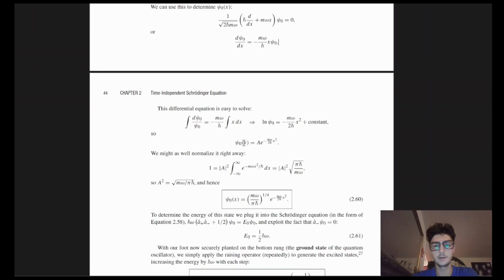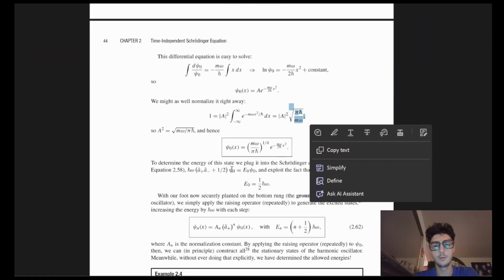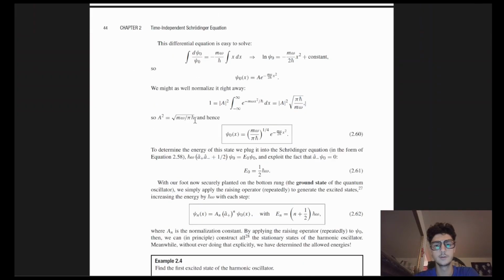Psi 0 of x, the first solution of the Schrödinger equation of the harmonic oscillator potential, is A, the normalization constant, times this exponential, some constants, and x squared. So this is a Gaussian. We call this a Gaussian function if it's e to the power of minus x squared. We might as well normalize it right away. Boom, he does normalization. Here's the normalization constant, or technically the inverse, because you get 1 is equal to this. You solve for A squared in this case, then you solve for A and you get this. So this is the actual solution. If you plug this into the Schrödinger equation for the harmonic oscillator potential, it will check out.